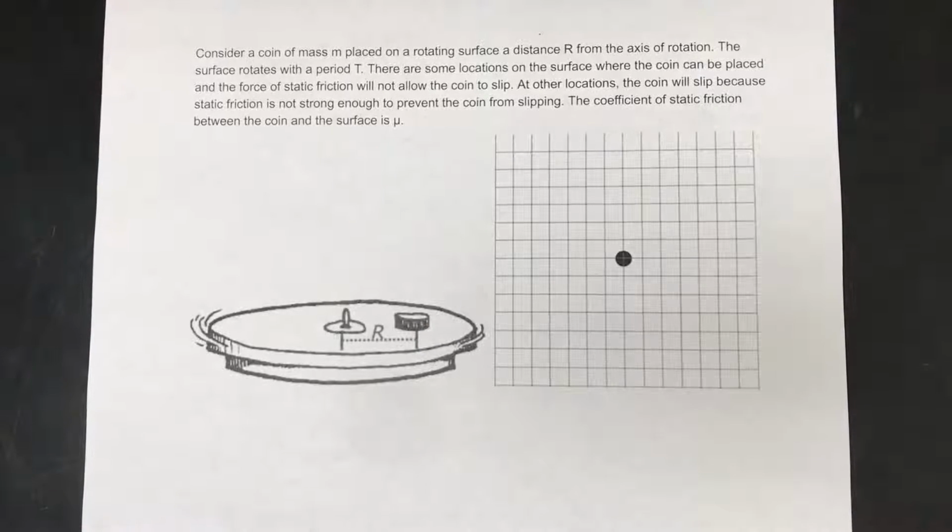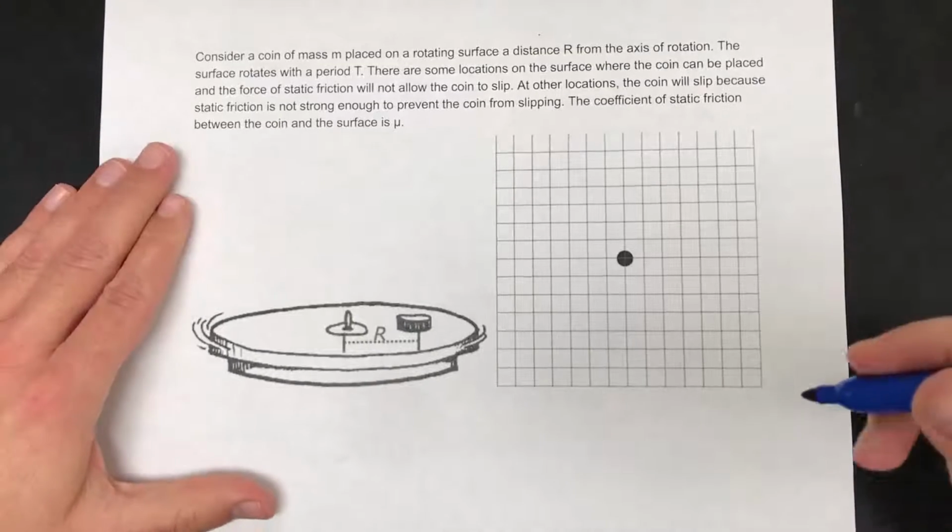Here is a record player or a turntable problem. It's very similar to problems of a car going around in a circle on a road. And the reason for that we'll see here in just a moment.